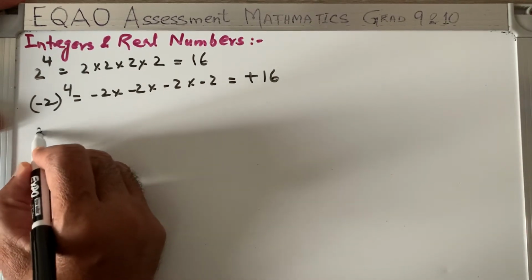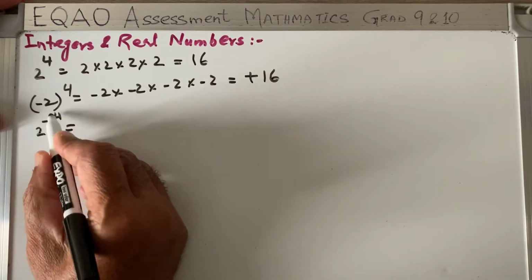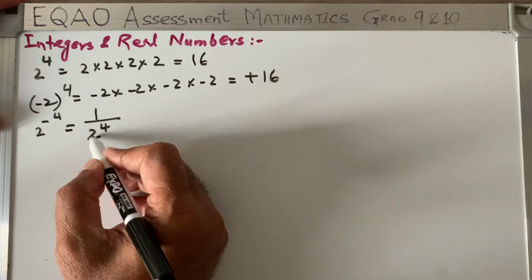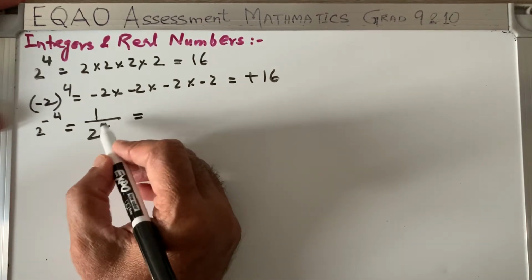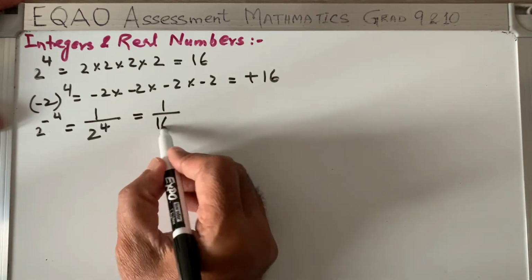Next question, 2 to the power minus 4. And in exponent, we learned that if there is a negative exponent, you can make that exponent positive by bringing it to the denominator. So 1 over 2 to the power 4, and we know that 2 to the power 4 is 16, right?